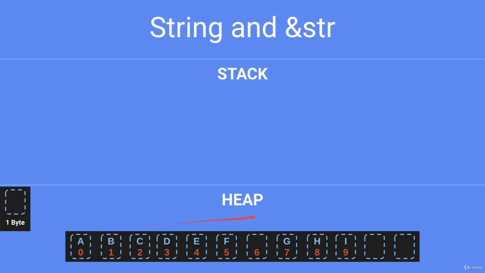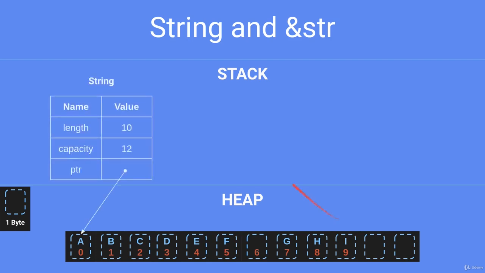All right, we have our string. How would we represent this on the stack? This is how it would look like on the stack. We store the length of the string. So at this point, our length is 10 bytes, as we can see.